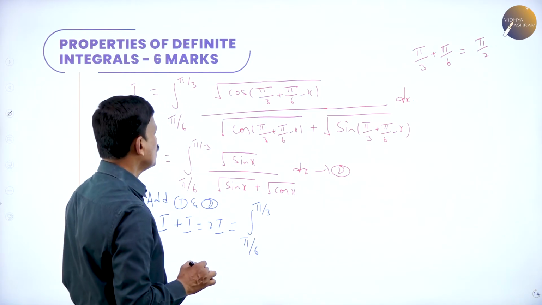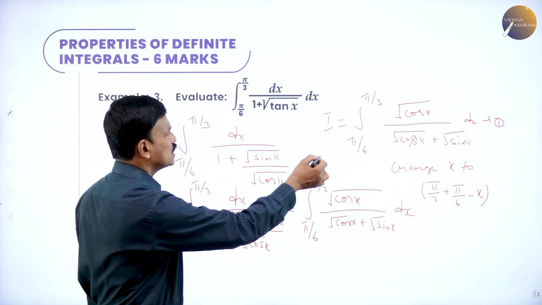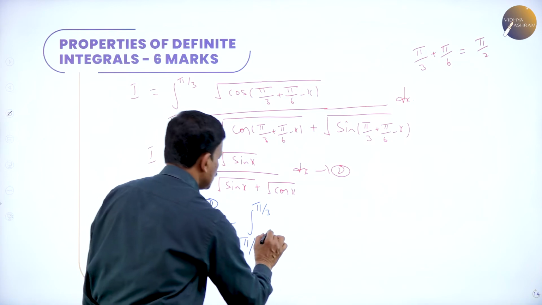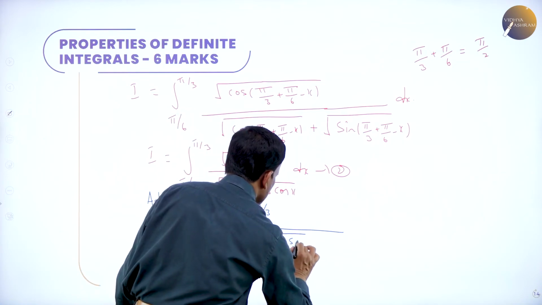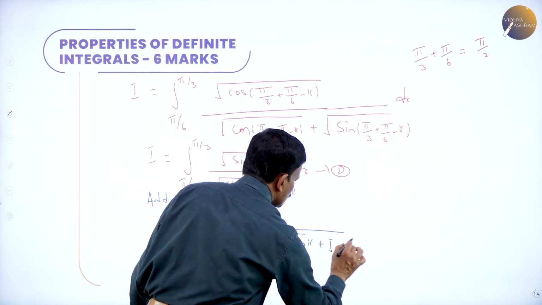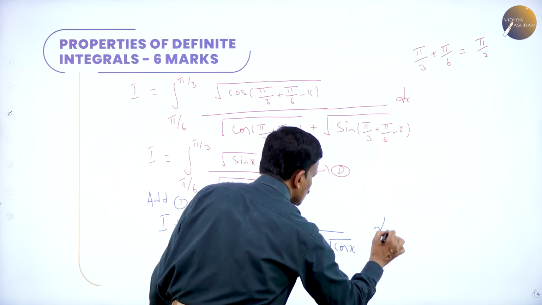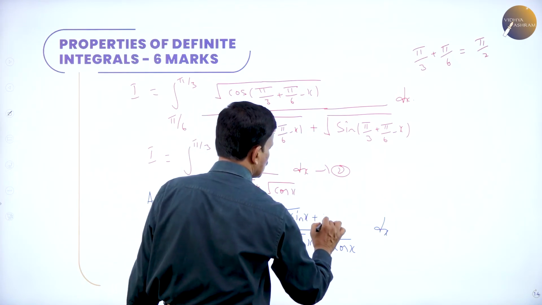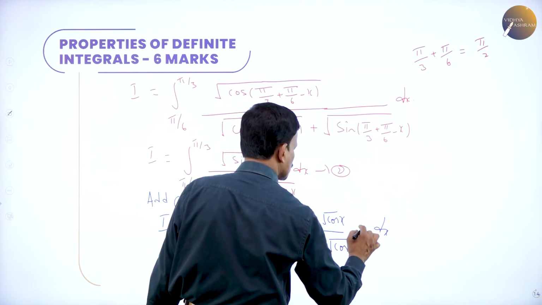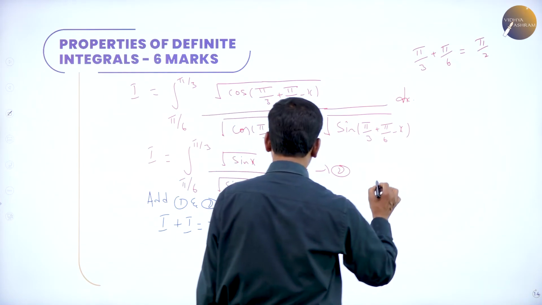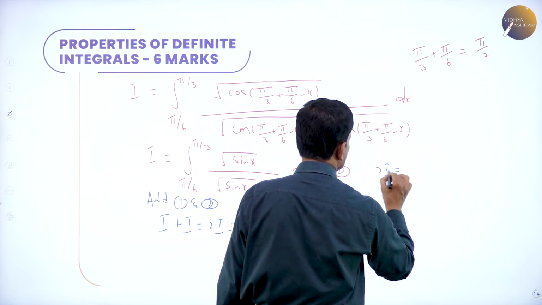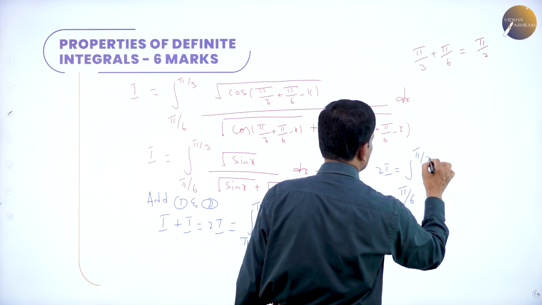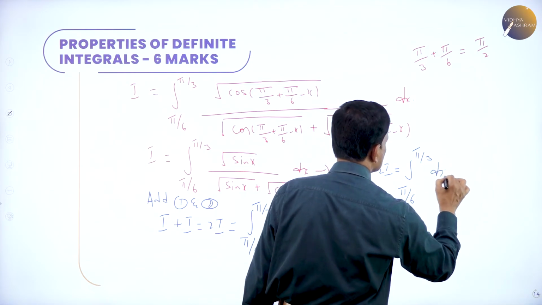What is equation number 1? We have root of cos x by root of cos x plus root of sin x. In equation number 2, we take the LCM, root of sin x plus root of cos x dx. It gets cancelled. In the numerator we will get root of sin x plus root of cos x, so these two get cancelled. So 2I is equal to the integral from pi by 6 to pi by 3 of dx.